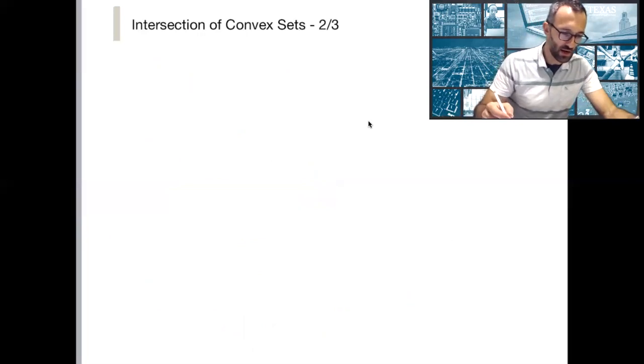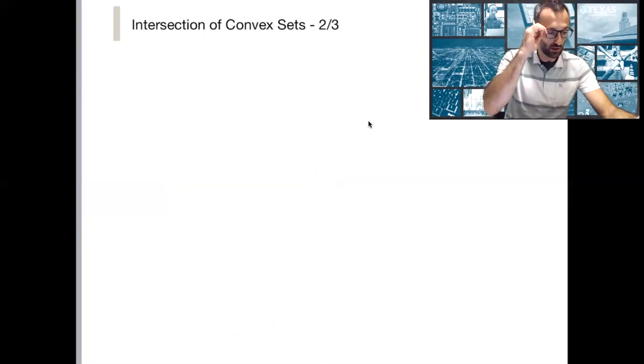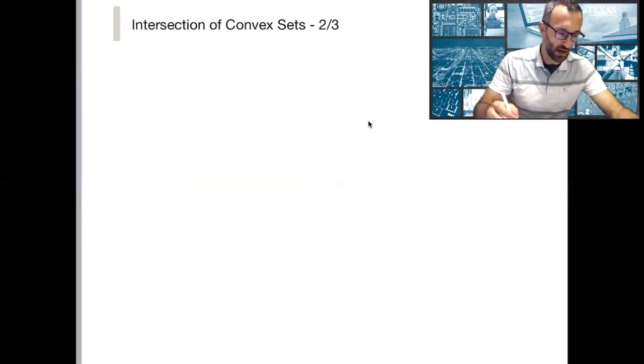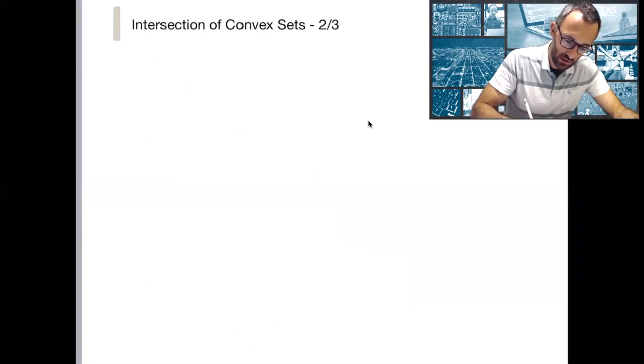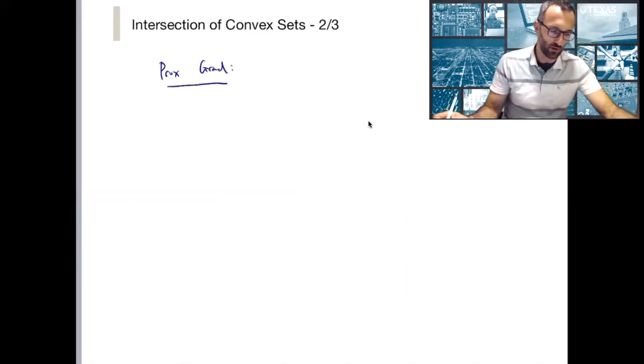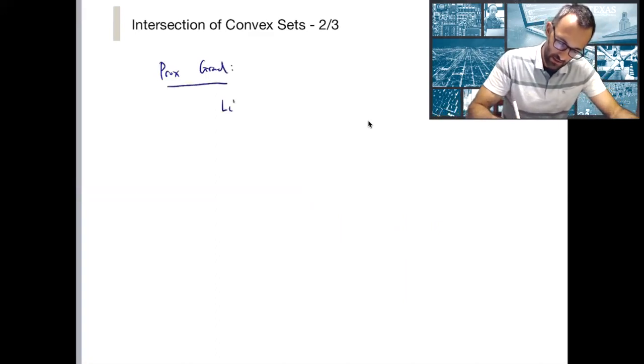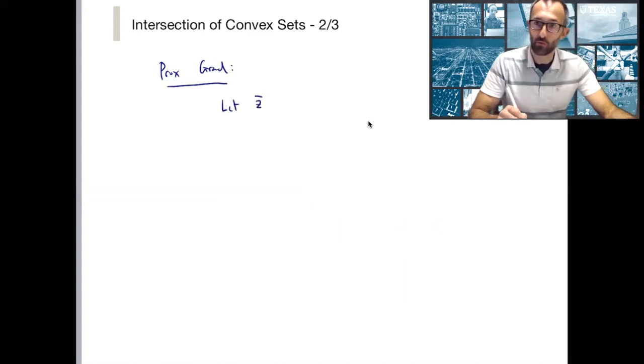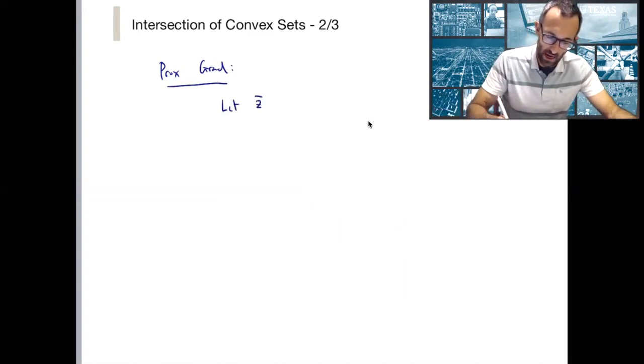Okay, so let's write down now what our overall algorithm is. In this case, finally we've got my proximal gradient algorithm. Just as a matter of notation, let z bar be the sum of the zi's.